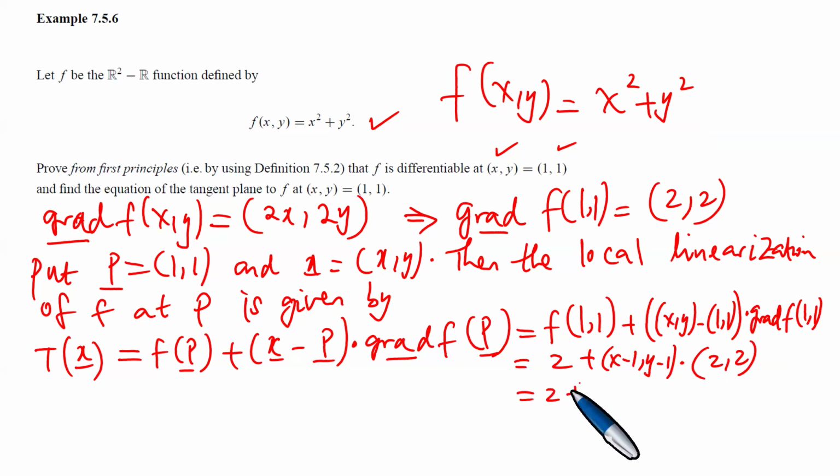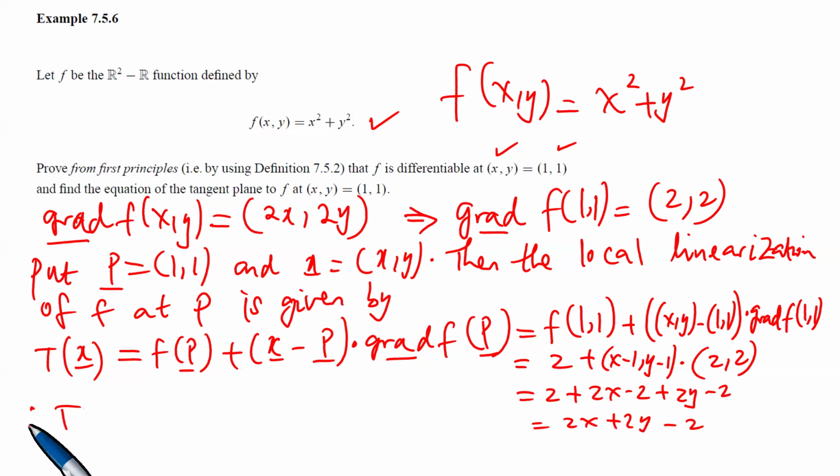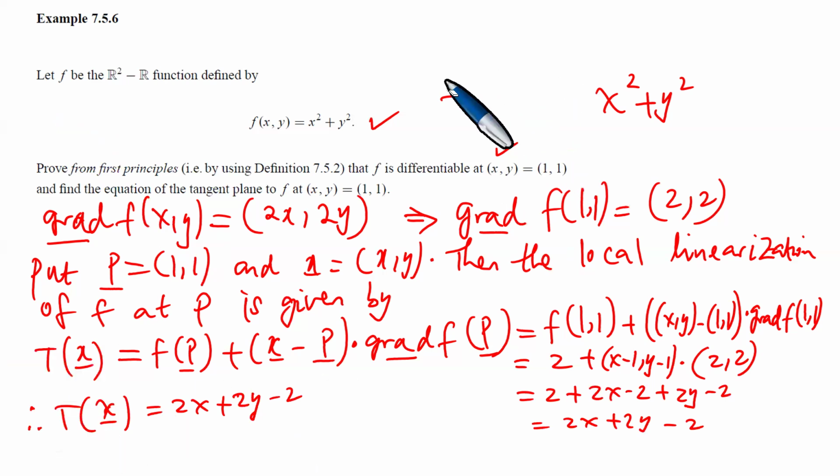So this one here is 2 plus, dot this, the first with the first, so it's 2x minus 2, 2y minus 2, which is 2x, 2y, and minus 2 in total. With this, we are able to say that T of x is equal to 2x plus 2y minus 2. Right now, from first principles, there's something we need to state, because they said prove from first principles.